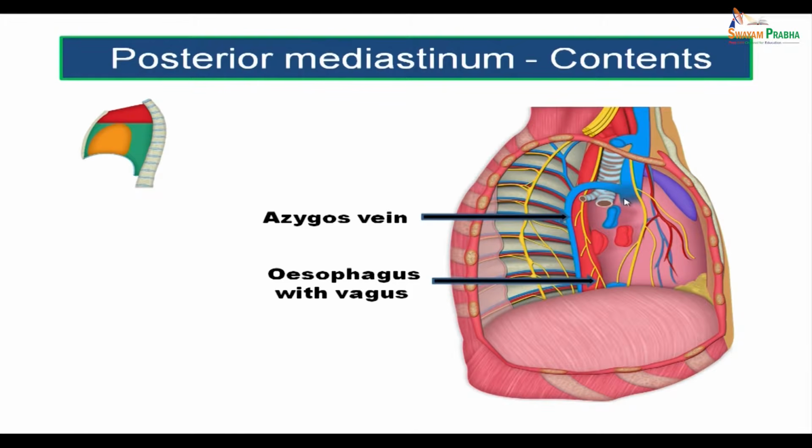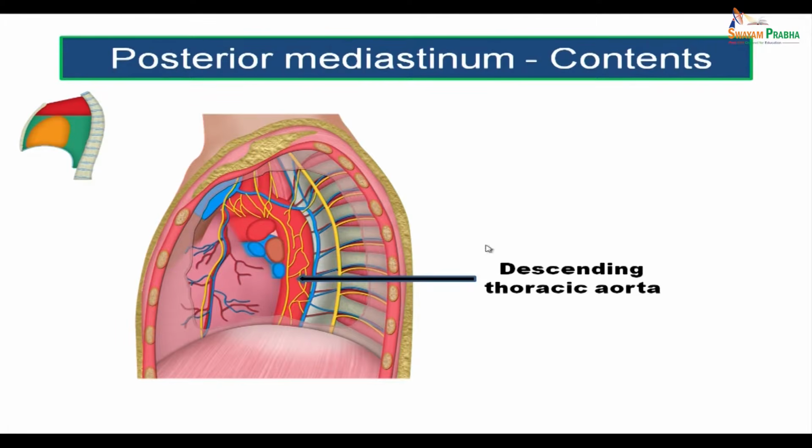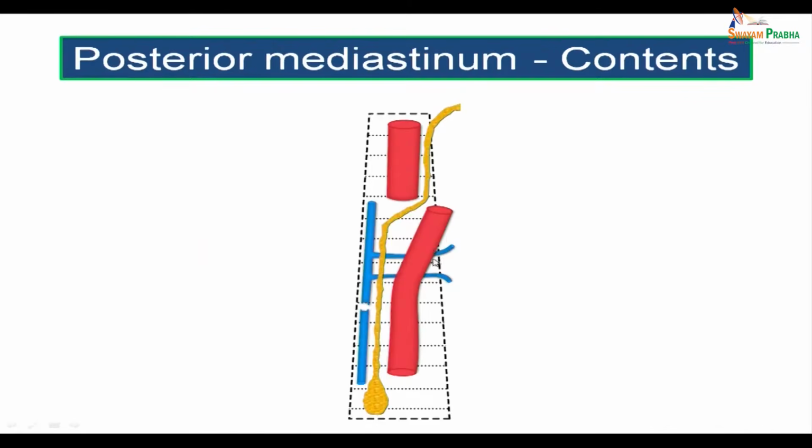Correspondingly, on the opposite side, you will find the hemiazygous venous system, the superior and inferior hemiazygous veins, which are tributaries to the azygous vein itself. You find the sympathetic trunk slightly lateral to the midline, giving its branches, which will be encountered in the posterior mediastinum. And also the descending thoracic aorta, the most important content of posterior mediastinum. When we look at a diagrammatic representation of the same, you can see the esophagus in the posterior mediastinum.